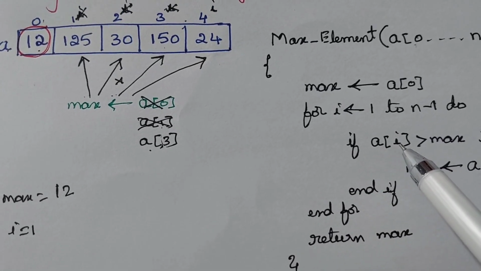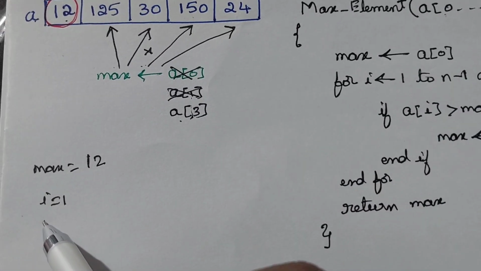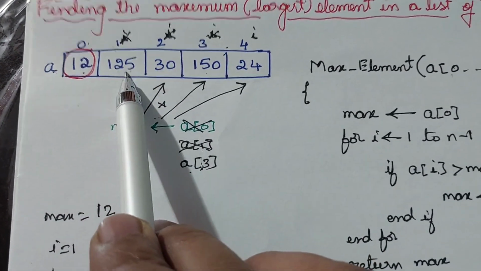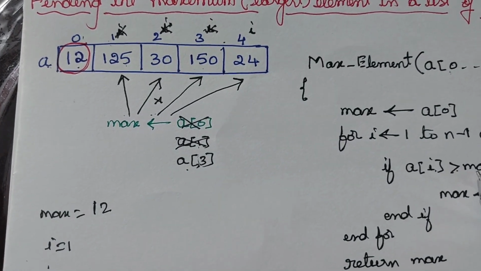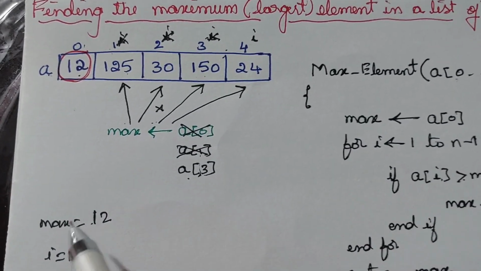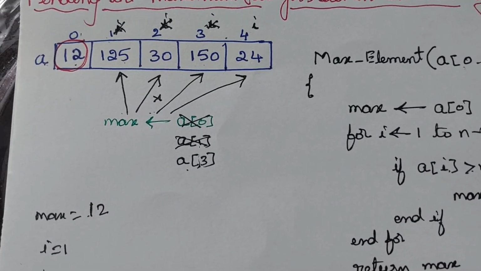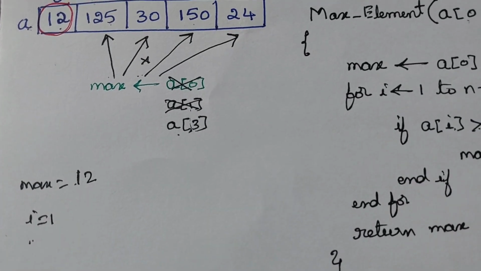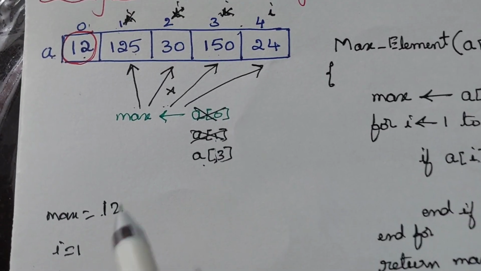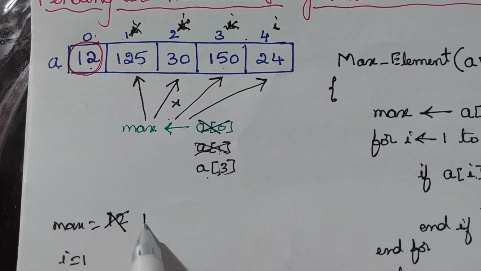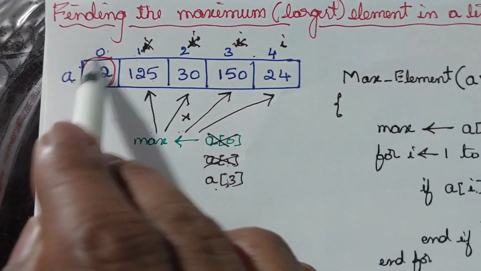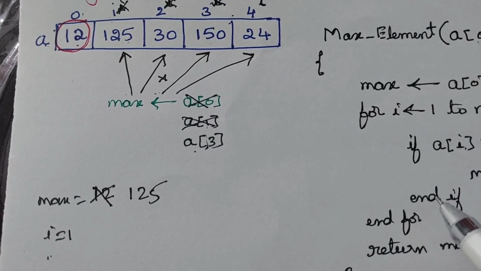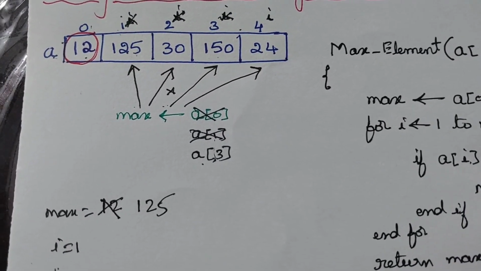Then you check A[I]. I value is 1, A[1] is 125. Is 125 greater than max? Max is 12. 125 is greater than 12. True, so it comes inside. A[I], with I value 1, that A[1] I am assigning to max. That means now the maximum is not 12, it is 125. A[1] is 125, and I am assigning that as max. So it comes out of the if block and goes to the increment part of the for loop.